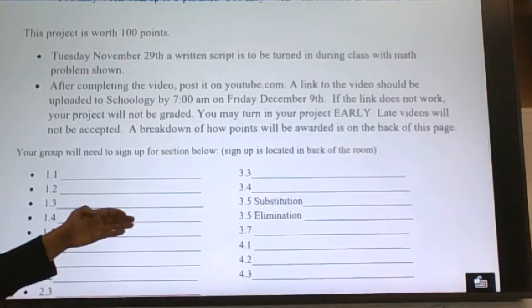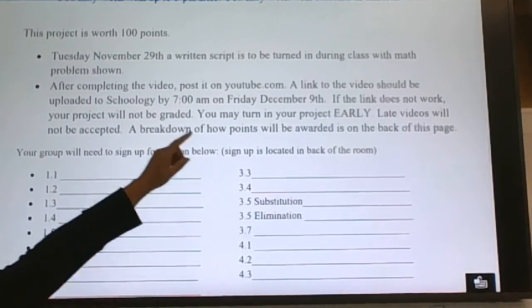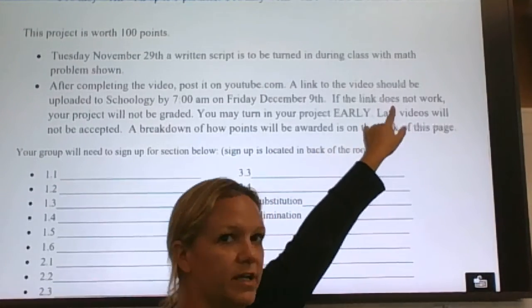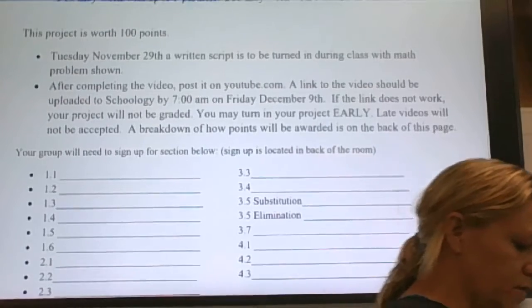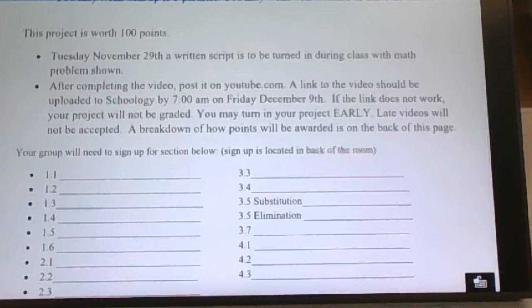If you want to try doing it a different way, it's fine. But if the link does not work, it will not get graded. So if it's the due date, December 9th, and I can't open it, I'm just not going to grade it. So make sure you have it uploaded somewhere that's definitely going to work.